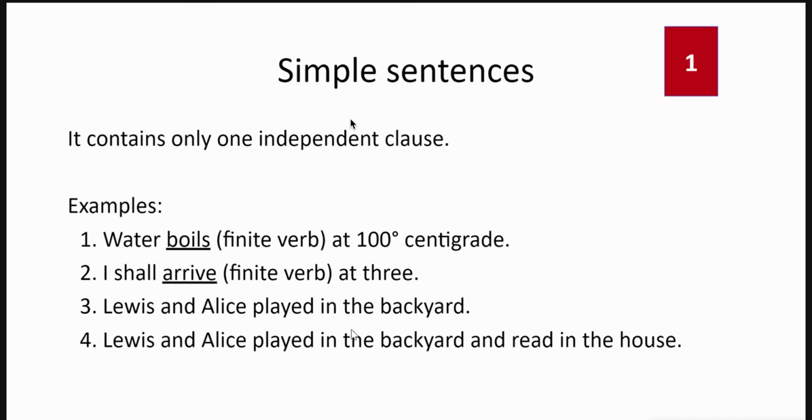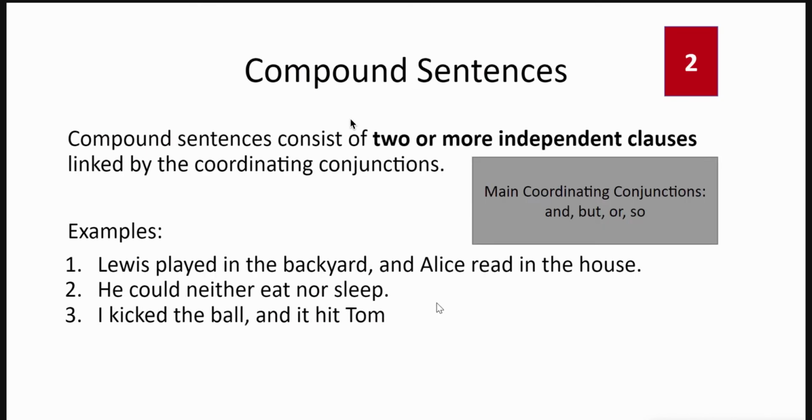Different from the previous example, which combined play and read together in one sentence, a compound sentence uses a connector like and, but. Before that, it is preceded by a comma, and there is another subject, Alice. This is called a compound sentence. Or we can also say, he could neither eat nor sleep. Why? Because neither... nor is included in the examples of coordinating conjunctions.